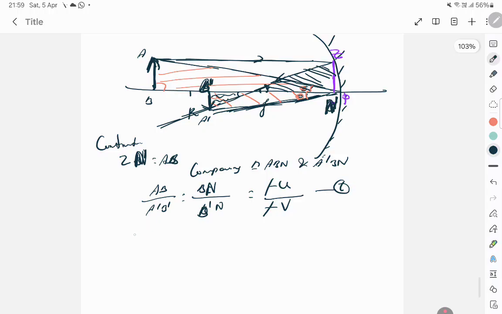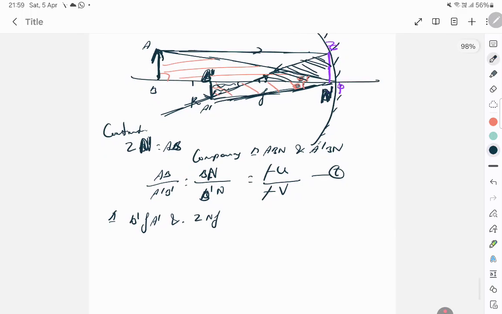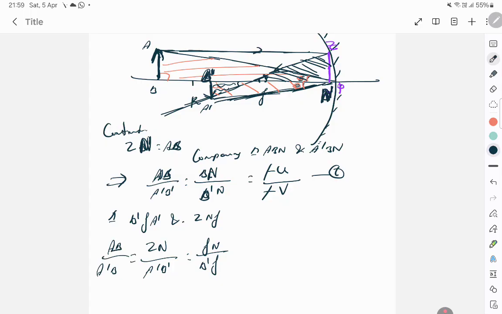So comparing triangle B dash F A dash and ZNF, you know that the vertically opposite angles are equal, so you can write the proportionate sides again. But here I'll write ZN instead of AB on the first equation. I'm writing ZN because ZN by construction is equal to AB. So ZN by A dash B dash is equal to that triangle's adjacent side, which is FN by B dash F. And you know ZN is also AB by A dash B dash. So therefore this is my second equation.